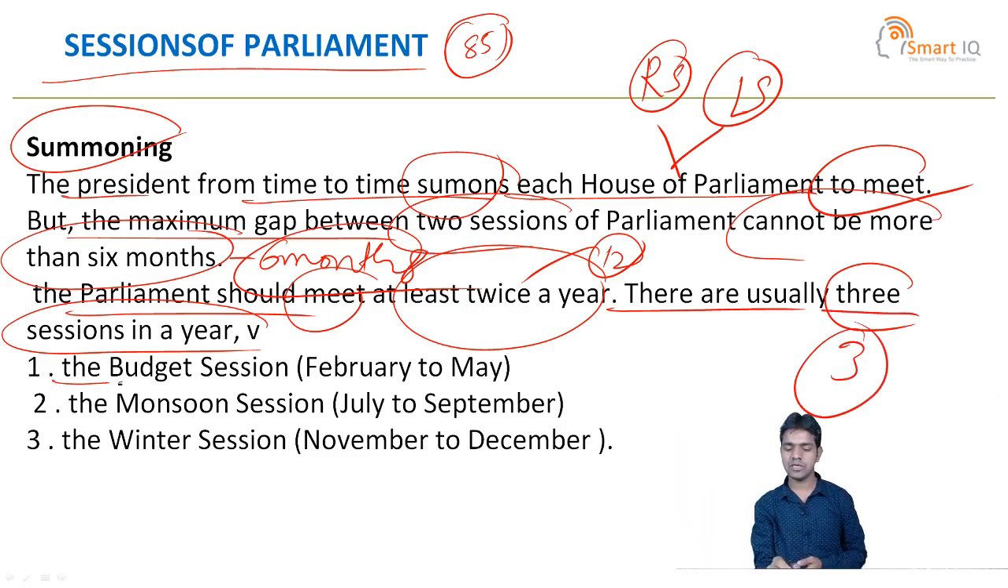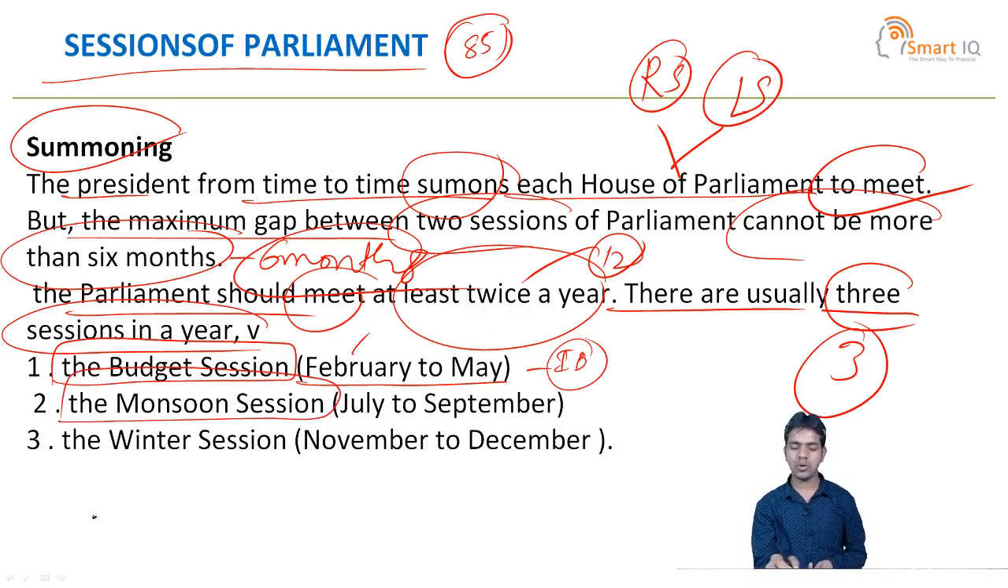That is the budget session, from February to May. Recently the 16th Lok Sabha, held by the BJP Modi-headed government, announced an interim budget on the 1st of February 2019. That is the budget session, and the next session is the monsoon session, which takes place from July to September, and the 3rd session is the winter session, from November to December.